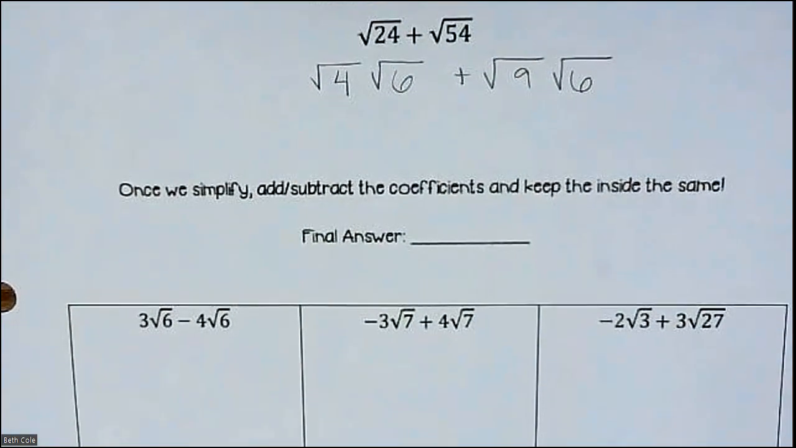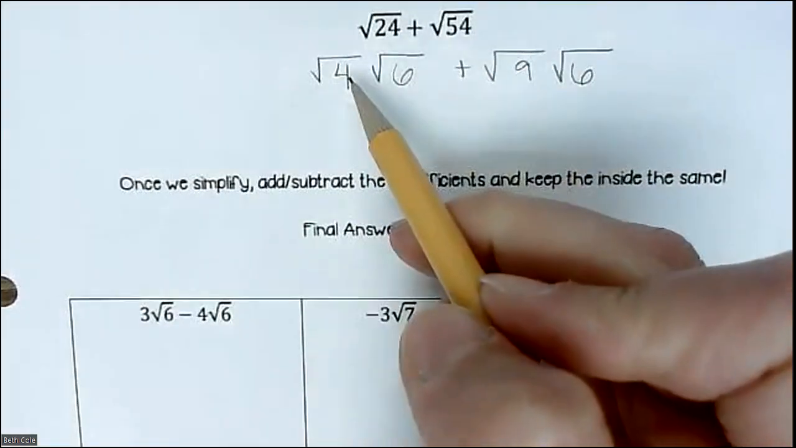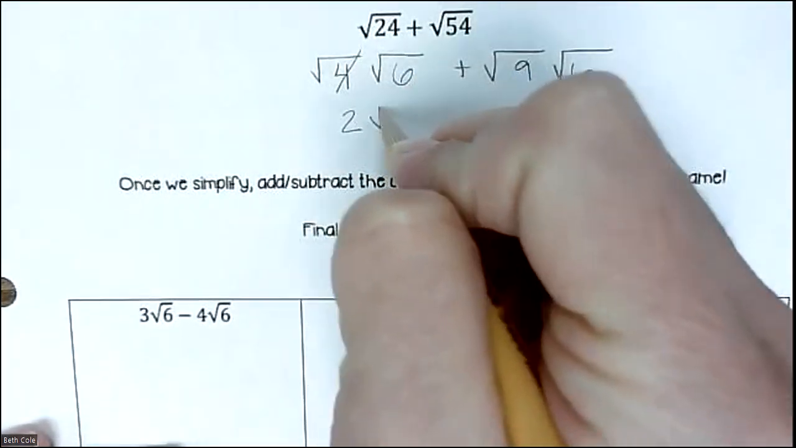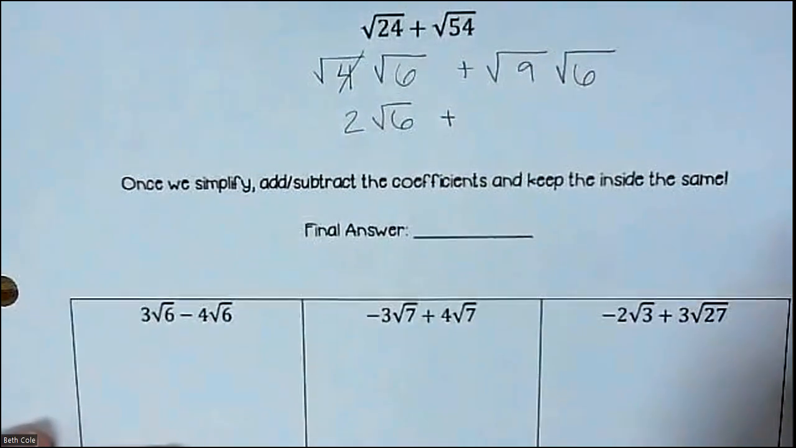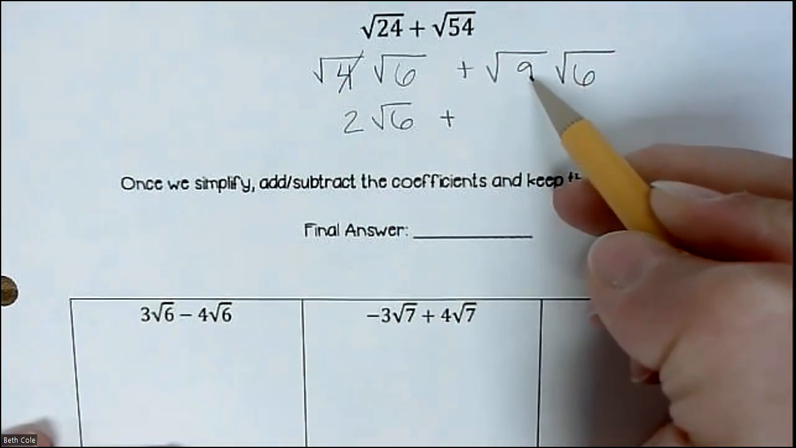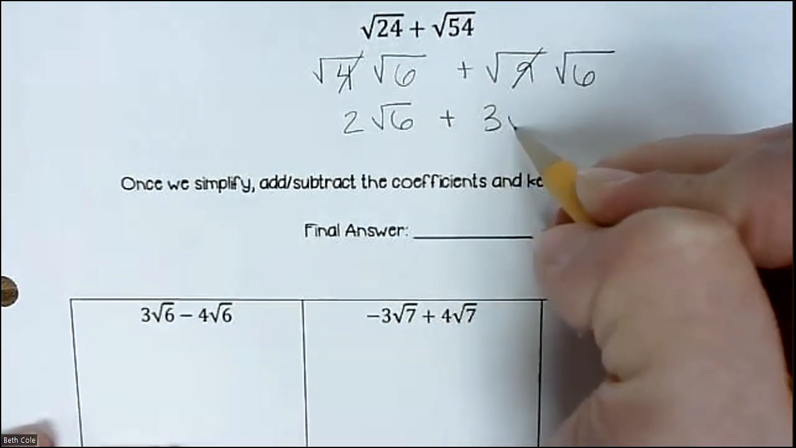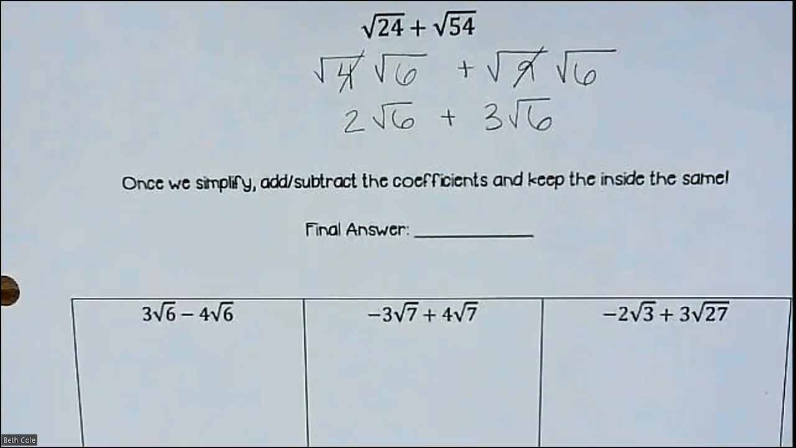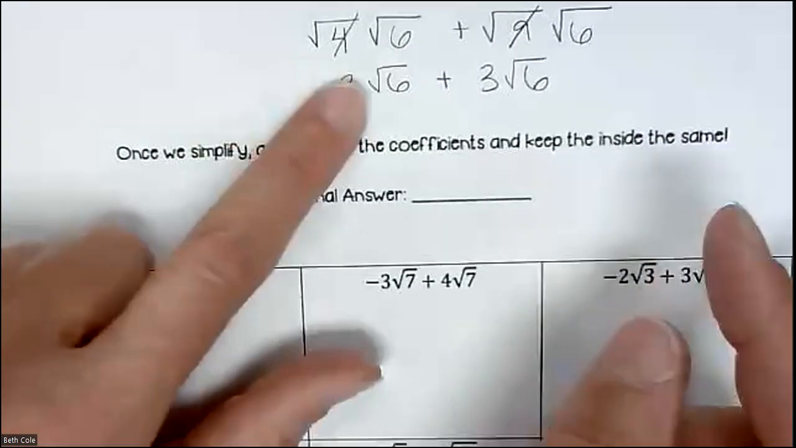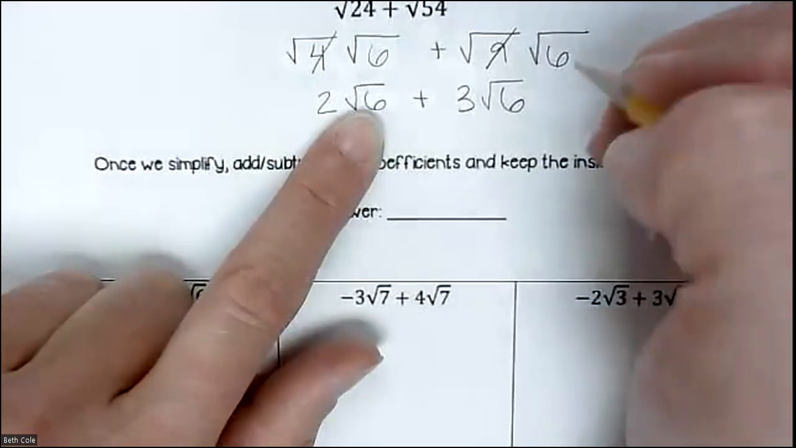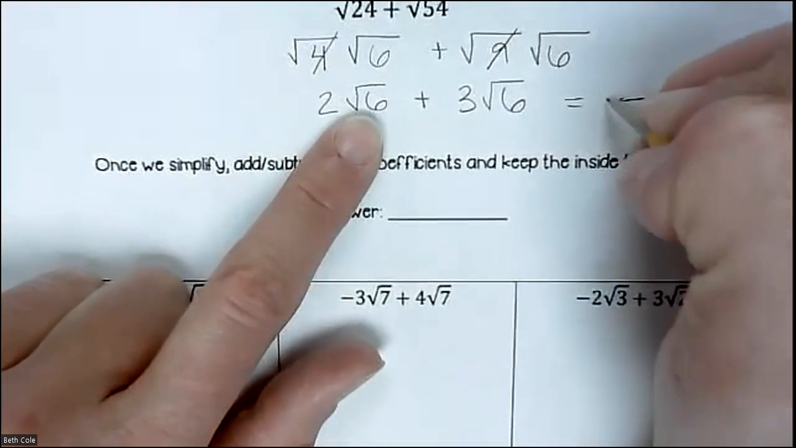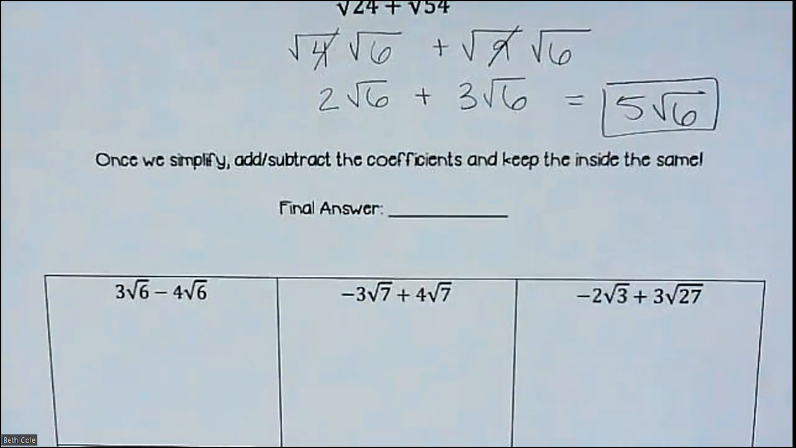And then you're going to reduce those. What is your square root of 4? 2. So you get 2 square root of 6 plus, and then what's your square root of 9? 3. So 3 square root of 6. And do you see how now they're both 6? Now you can add them together because they're like terms. So 2 of something plus 3 of something gives you 5 of that something. It's exactly like adding 2x plus 3x and getting 5x. It's just square root of 6 instead.